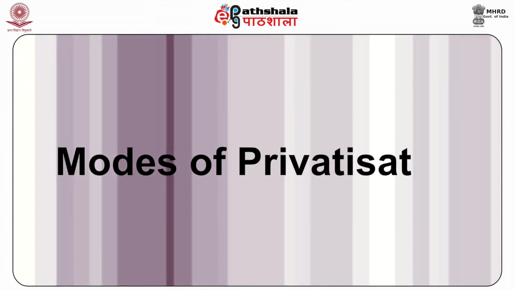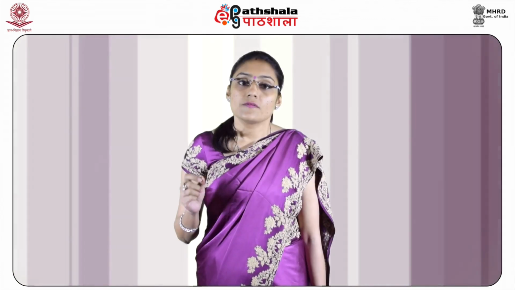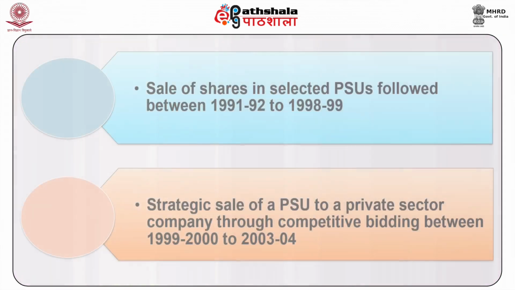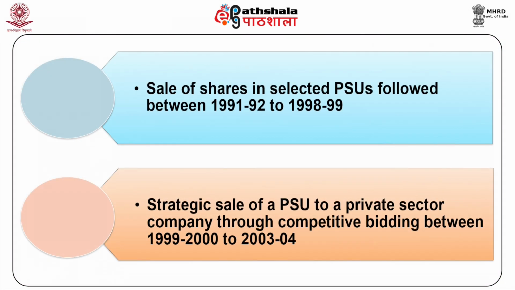Moving on to discuss the modes of privatization. The government has followed two methods of disinvestment. First is the sale of shares in select PSUs, followed between 1991-92 to 1998-99. And second is the strategic sale of a PSU to a private sector company through competitive bidding between 1999-2000 to 2003-04. After 2004, disinvestment has been primarily in terms of the sale of equity.